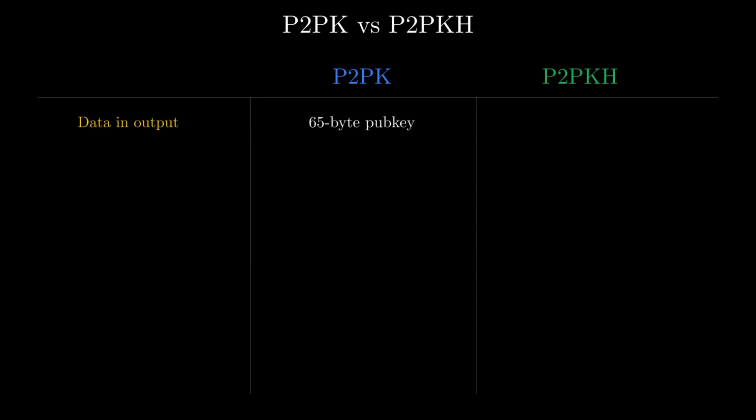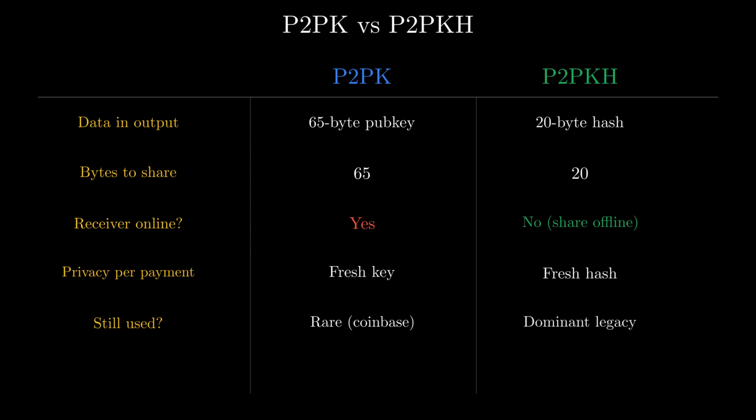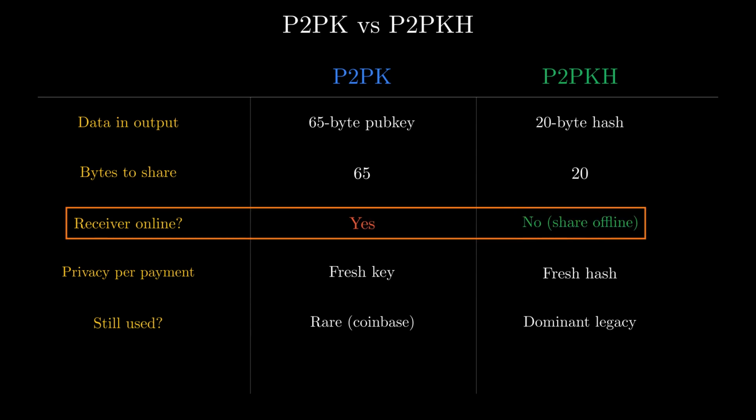Compare the two designs. P2PK puts a 65-byte public key in the output. P2PKH puts a 20-byte hash. To receive, P2PK forces you online and reachable. P2PKH lets you share a hash offline, on paper, in email, printed on a sign. Both support fresh keys per payment for privacy. P2PK is now rare, surviving mainly in old coinbase outputs. P2PKH became the dominant legacy format for over a decade. The key insight: by committing to the public key with a hash, Bitcoin decoupled the act of receiving an address from the act of being available on the network.